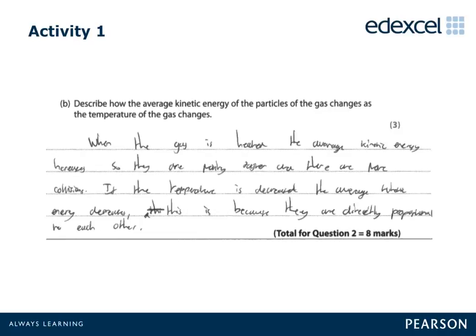Activity 1 is based on question 2B from the higher tier paper. Using the mark scheme, decide what mark you think this should be awarded and why. At this point, you may wish to pause the video to carry out the activity.